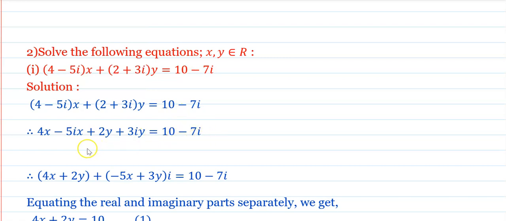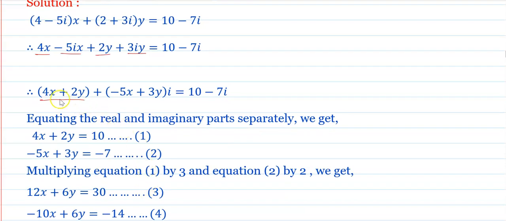Now collect the real and imaginary parts. The real part is 4x plus 2y. Imaginary part is minus 5ix and plus 3iy. And therefore, here we take the i as a common. Then in bracket you will get minus 5x plus 3y bracket complete into i is equals to 10 minus 7i. Equating the real and the imaginary parts separately, then you will get 4x plus 2y is equals to 10. Second is minus 5x plus 3y is equals to minus 7.